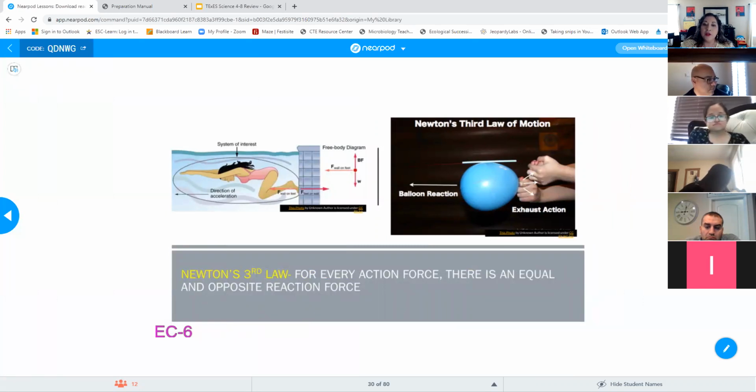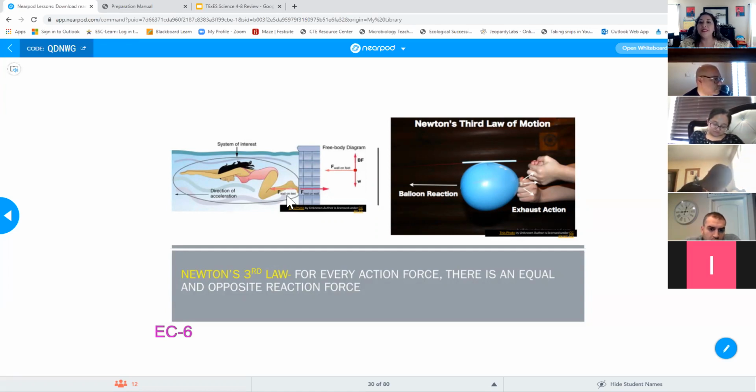Okay, Newton's third law of motion is also referred to as the action-reaction force. For every action, there's an equal and opposite reaction. We have some examples here. When someone is swimming, they're actually pushing on the wall and the wall is pushing back on them. Because of that, you're able to move in one direction.